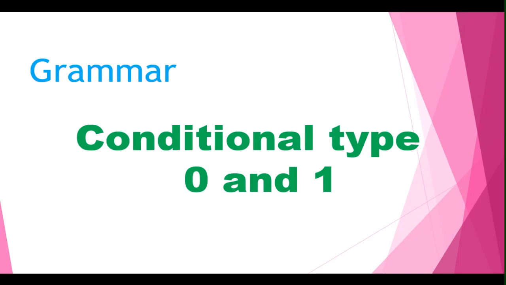So it is about grammar. This lesson is in unit number 8, so lesson number 2 in grammar. The name of this lesson is conditional type 0 and 1. So let's start.